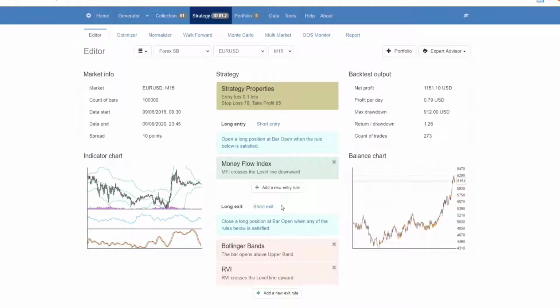Once you have done that and you are happy with the parameters, all you need to do is click on Expert Advisors and then download your Expert Advisor for Metatrader 4 or for Metatrader 5. Best of all, as mentioned previously in the video, all of this is done without having to have any knowledge or any experience in programming.